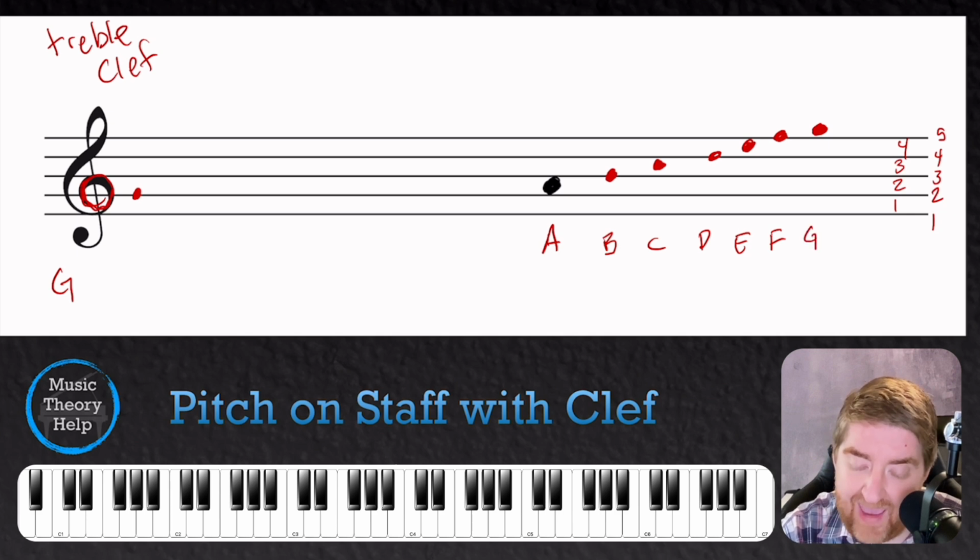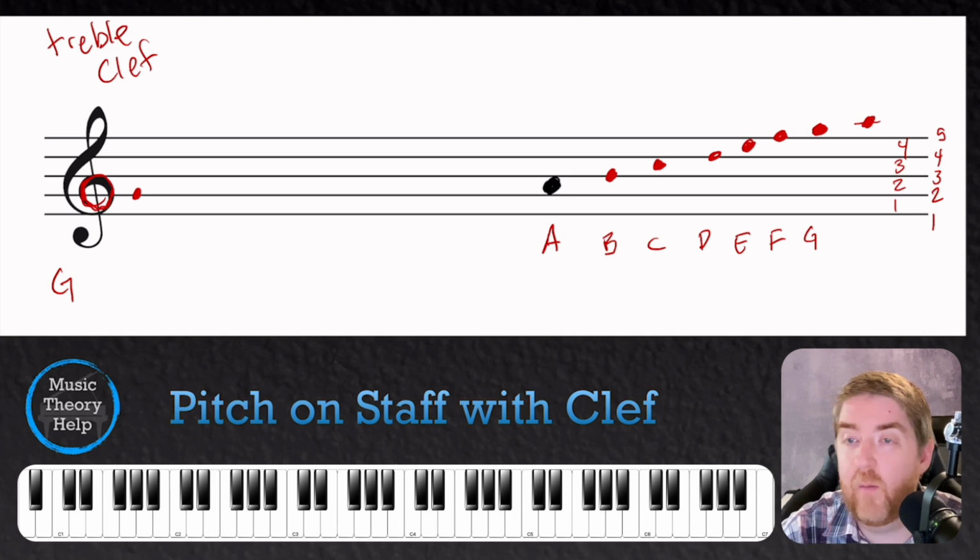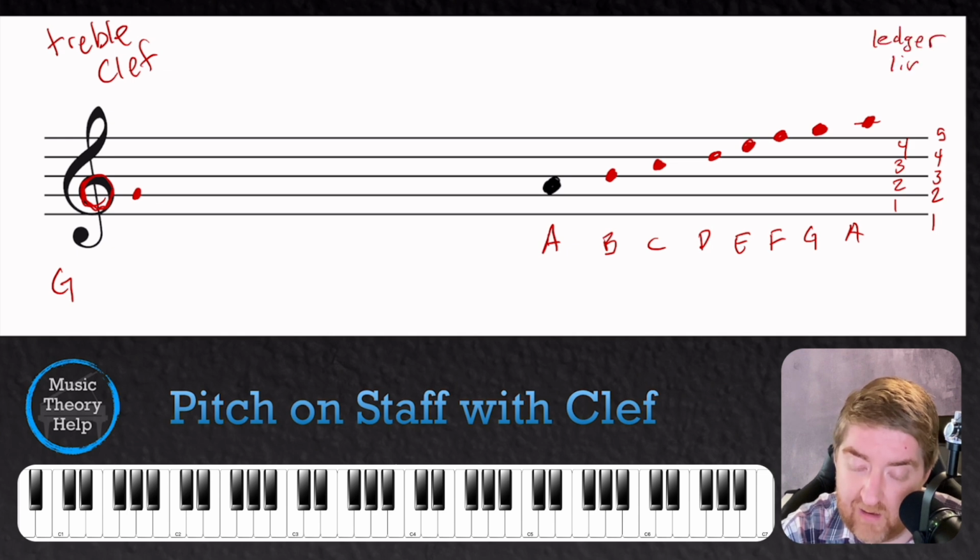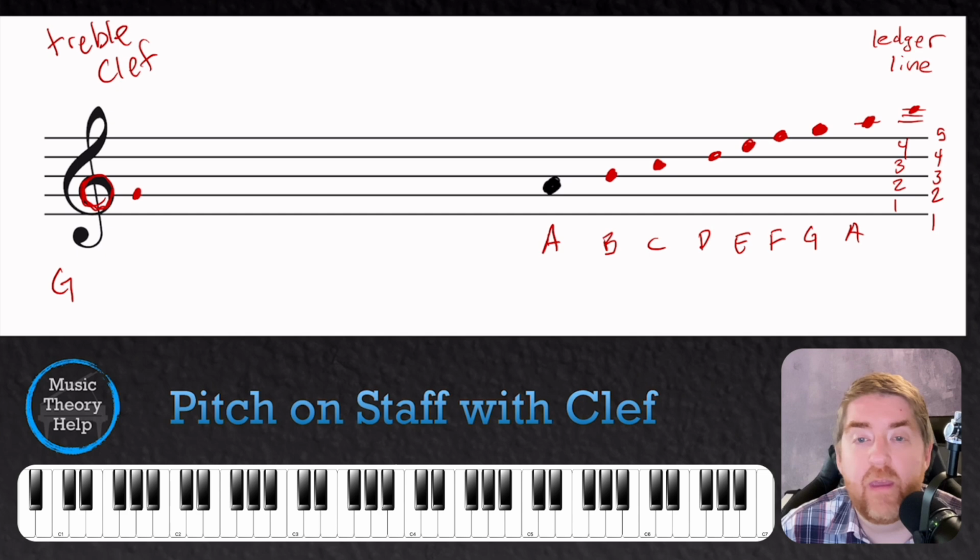And when we get to A, we actually need what's called a ledger line. We just write another line above the staff just for that note. And there's A. This is called a ledger line. We can have many ledger lines. We could go up to 3 ledger lines. That's actually an E up there.